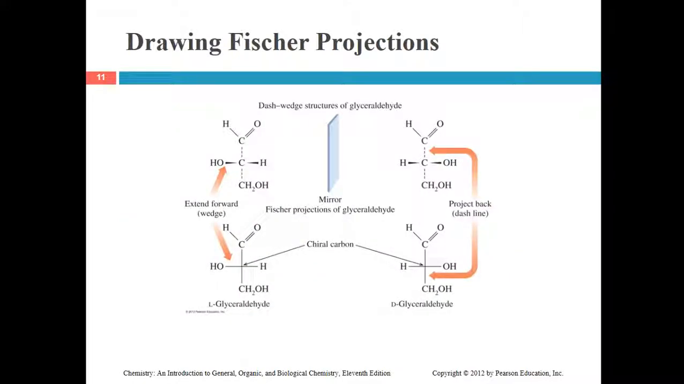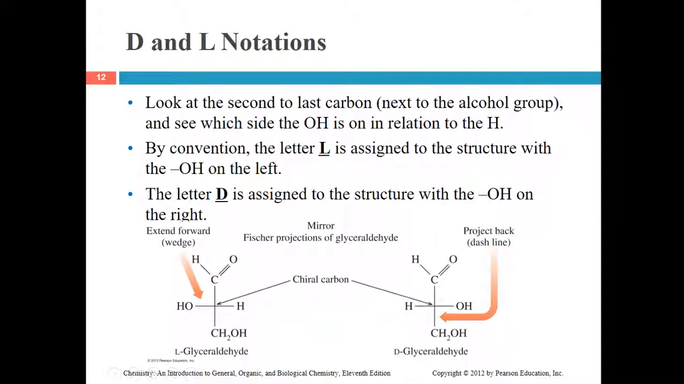So let's look at our Fischer projections here to try to help you visualize. So this bar here represents the chiral carbon. So this carbon right here represents this spot right here on our Fischer projection. So that's an important thing. Now, let's see what's so important about that.